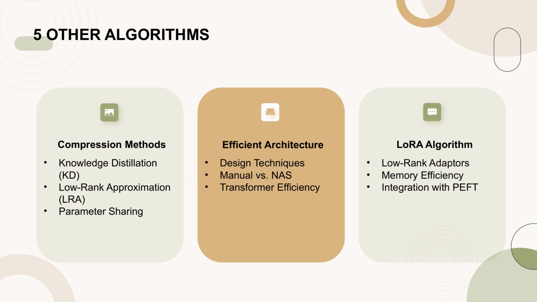Efficient architecture design enhances model efficiency through manual design or neural architecture search, NAS. NAS aims to find the most efficient architecture from a pool of possible designs. This section also details the low-rank adaptation, LoRA, algorithm, which fine-tunes models by updating low-rank adapters, significantly reducing memory footprint during fine-tuning. LoRA's compatibility with other compression and parameter-efficient fine-tuning, PEFT, algorithms enhances its effectiveness.